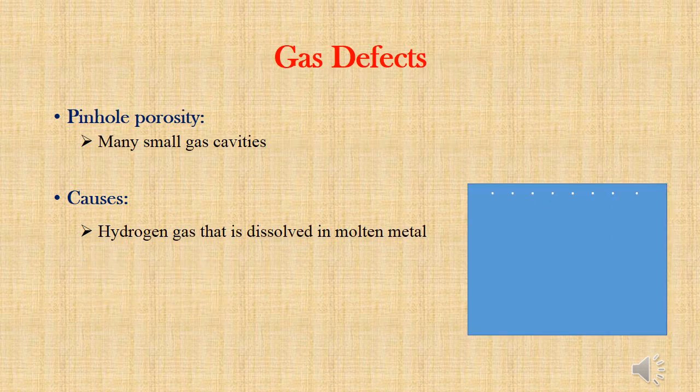The next gas defect is pinhole porosity. Pinhole porosity is many small gas cavities at or slightly below the surface of the casting. The main cause is hydrogen gas dissolved in the molten metal when it was in the furnace. When the molten metal solidifies in the mold, it loses its temperature. By that time, the hydrogen gas gets expelled. The hydrogen, while leaving the solidified metal, may cause small and long pinholes showing the path of its escape.